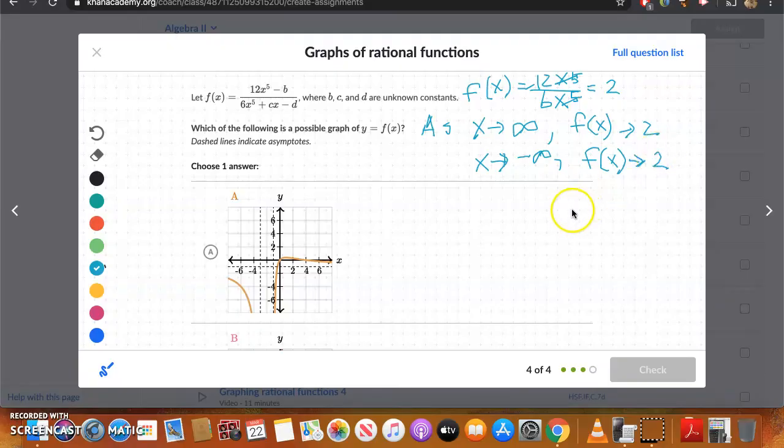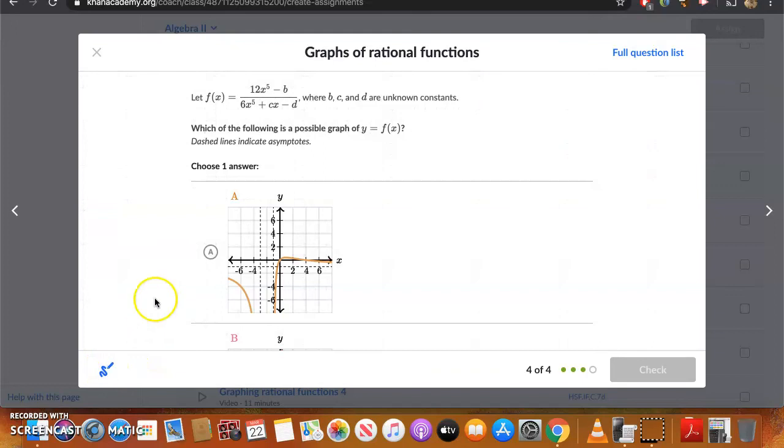So it doesn't matter which way we're going, to the left or to the right, we should have a horizontal asymptote at y equals 2. I'm sorry, x equals 2, right? Horizontal asymptote. So let's take a look at which of these choices has a horizontal asymptote at x equals 2. I'm sorry, y equals 2. Why do I keep saying x equals 2? So the f of x value is 2. Which one of these has a horizontal asymptote at y equals 2?